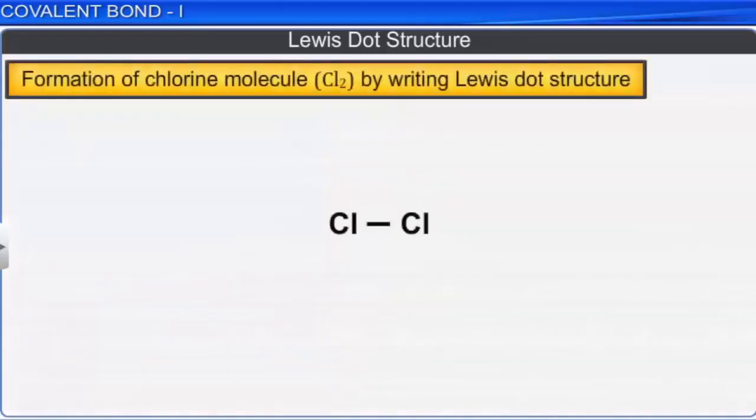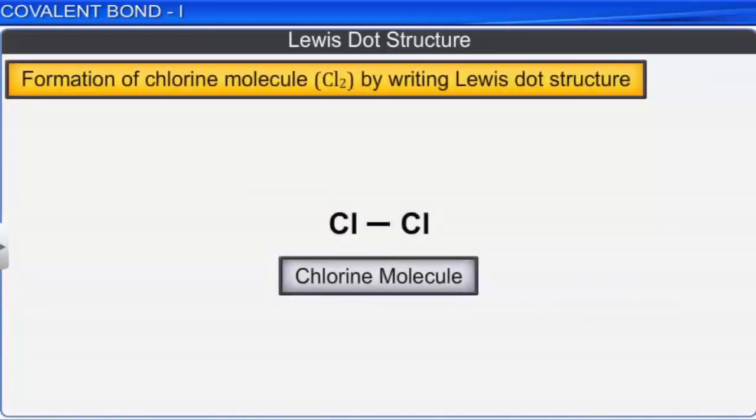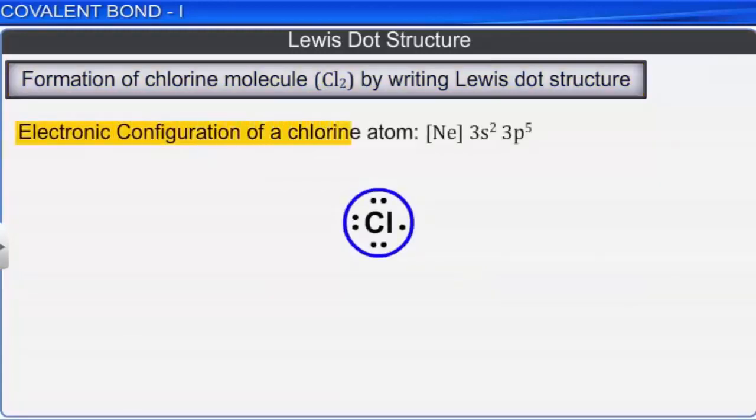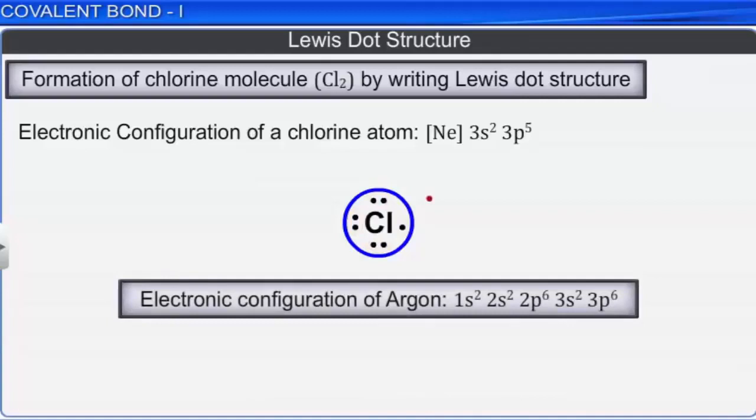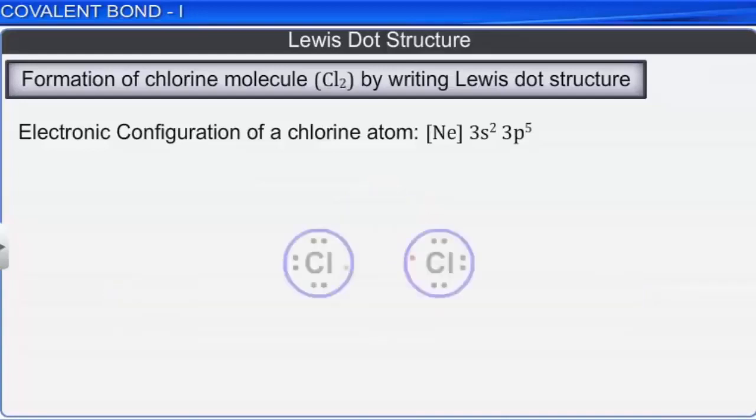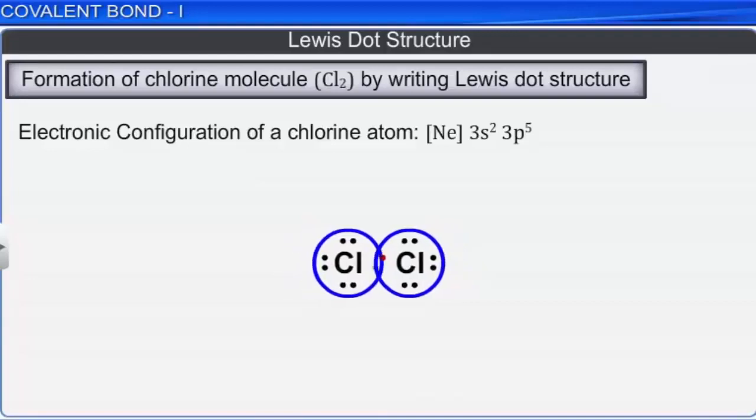Let us understand the formation of chlorine molecule by writing Lewis dot structure. The electronic configuration of a chlorine atom is neon 3s2 3p5. It has 7 electrons in its valence shell. Hence, it needs one more electron to attain the nearest inert gas configuration of argon. Therefore, each chlorine atom contributes 1 electron for sharing, and this electron pair is shared mutually by both the chlorine atoms. This shared electron pair joins 2 chlorine atoms together in the chlorine molecule.